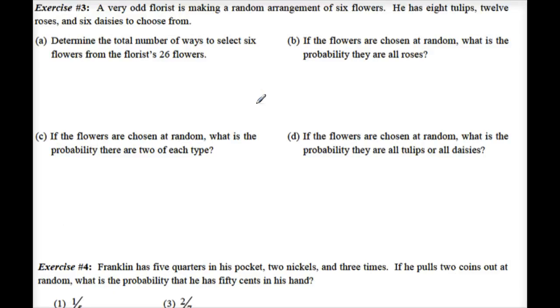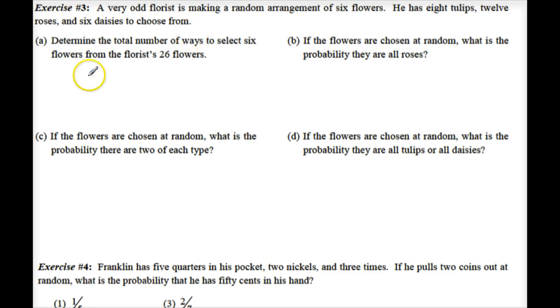So in the last 2 lessons, you learned how to calculate probability, and in this lesson all we're going to do is calculate probability. Now let's look at exercise 3. A very old florist is making random arrangements of 6 flowers. He has 8 tulips, 12 roses, 6 daisies to choose from. Determine the total number of ways to select 6 flowers from the florist's 26.